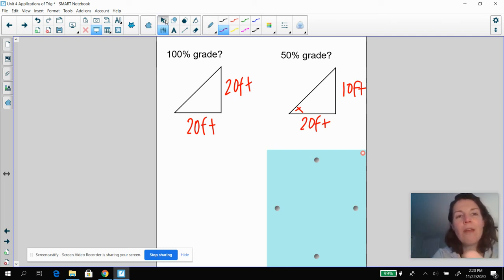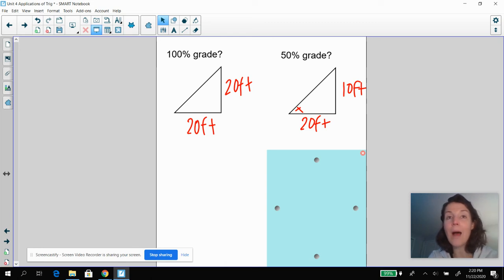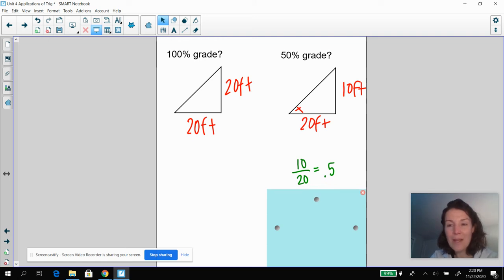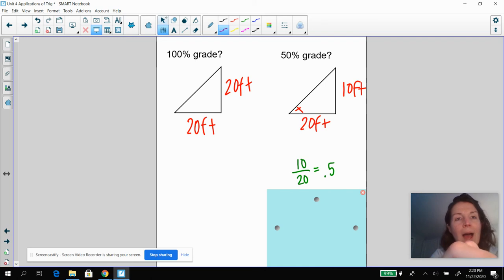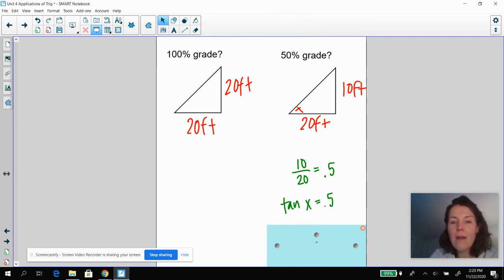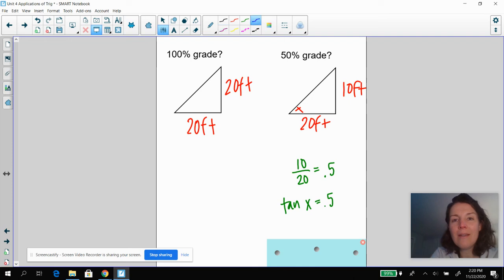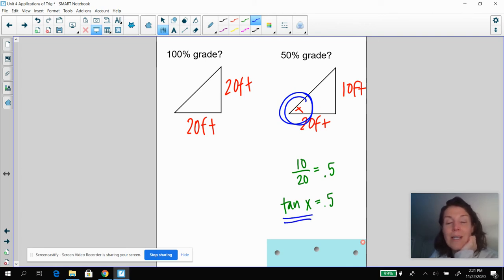So watch. If I knew that every time I went up, I only went over 20, I would look something like this, right? So I would be going up 10 and over 20, up 10 and over 20. So in this situation, I know that this angle measurement is going to be the tangent of that relationship, that 0.5 is going to be the tangent of that angle measurement, which is pretty crazy. The tangent of angle X is going to be equal to the opposite over the adjacent.